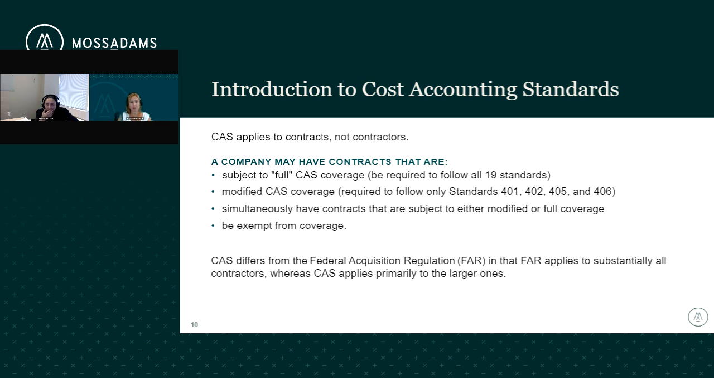So they may have contracts that are subject to full coverage, modified coverage, or the contractor themselves may be exempt from coverage altogether. Something to also keep in mind, CAS differs from the FAR, Federal Acquisition Regulation, in that the FAR applies to substantially all contractors, whereas CAS primarily applies to the larger ones as they get into the bigger contracts and their company size grows.